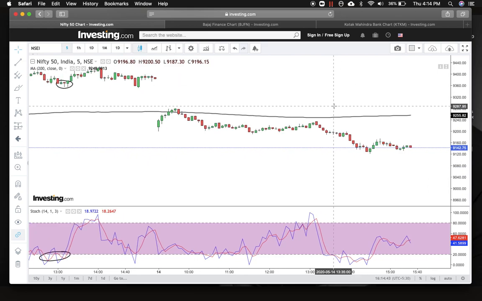Talking about today, we again moved below the 200-day moving average. So my main motive is that I'll be only shorting. I'll be buying puts of Nifty.